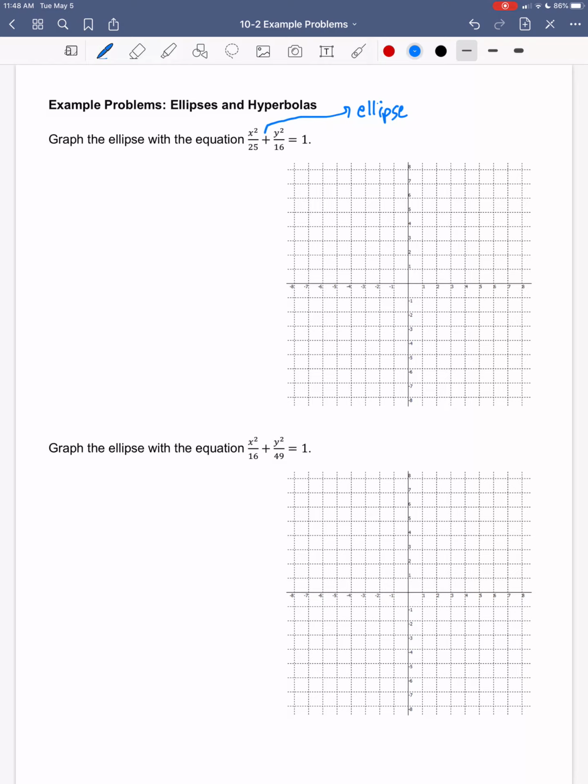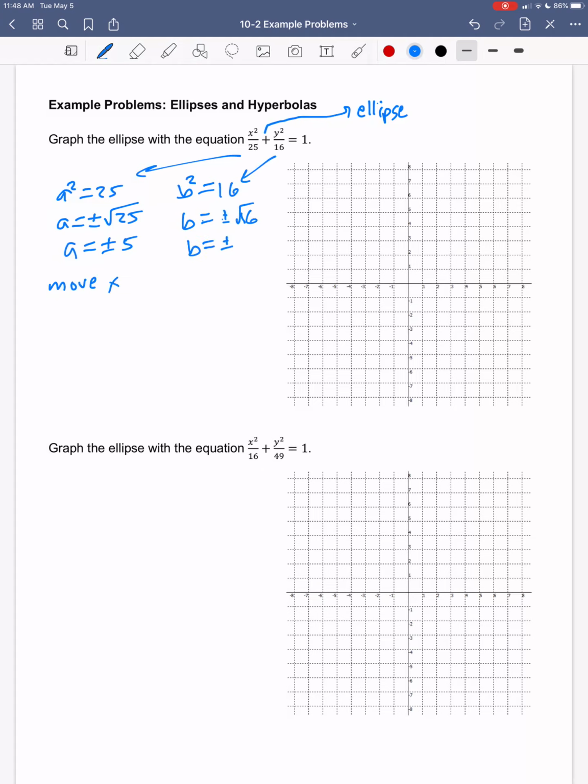What we do here, we look at this. That's a squared, then, is 25. A squared is always bigger. So a would be the plus or minus square root of 25, so a is plus or minus 5. What's important is to realize that 25 came from the x term, so this is how far we move in the x direction. The other thing here, b squared is 16, so b would be plus or minus the square root of 16, which would be plus or minus 4. And that's from the y, so I move in the y direction.